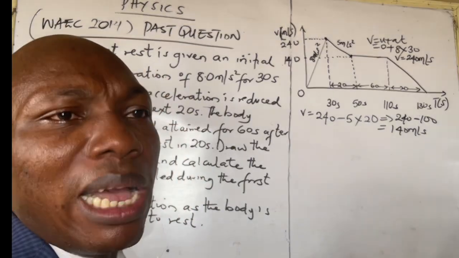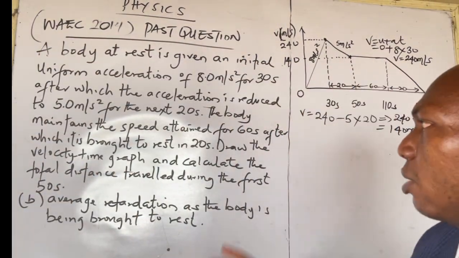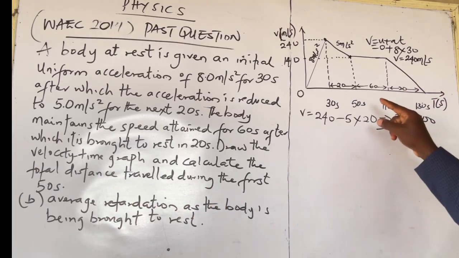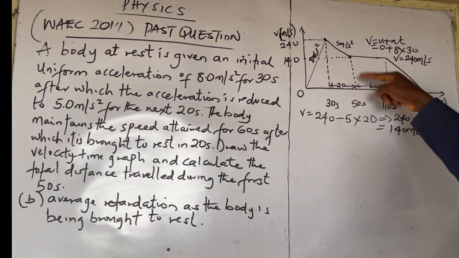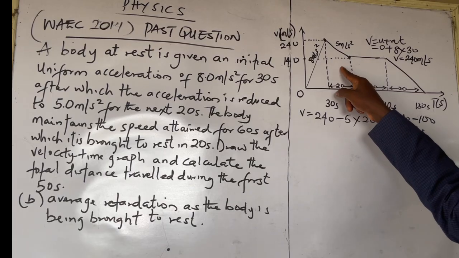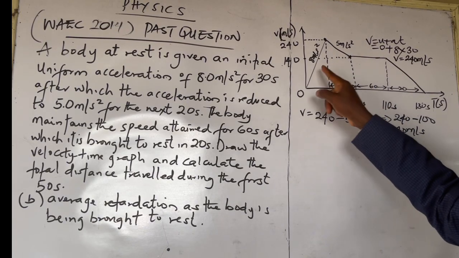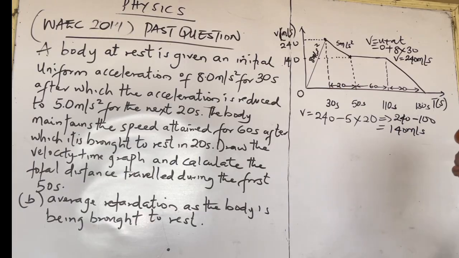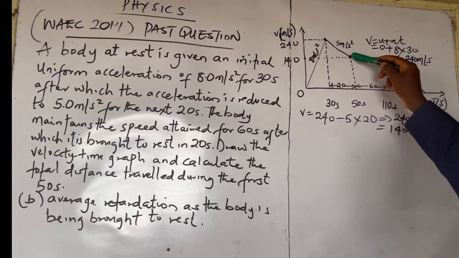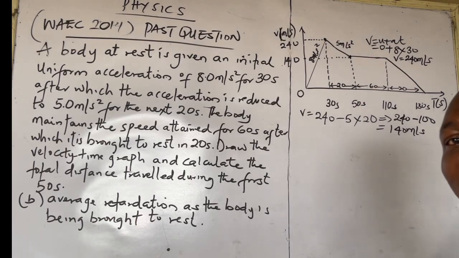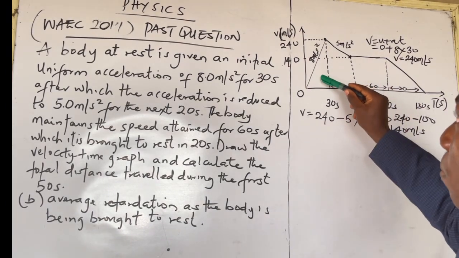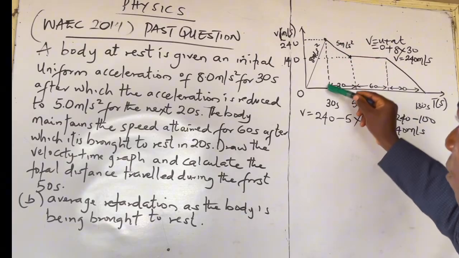So now that we've done all the information needed, the question says calculate the total distance traveled during the first 50 seconds. So this is the first 50 seconds here. So we need the distance here, which is a triangle, and the distance here, which is a trapezium, because the distance for a velocity time graph is the area under the graph. So we need the area of this triangle and the area of this trapezium.